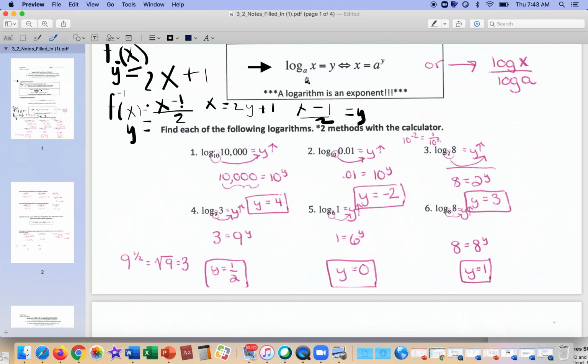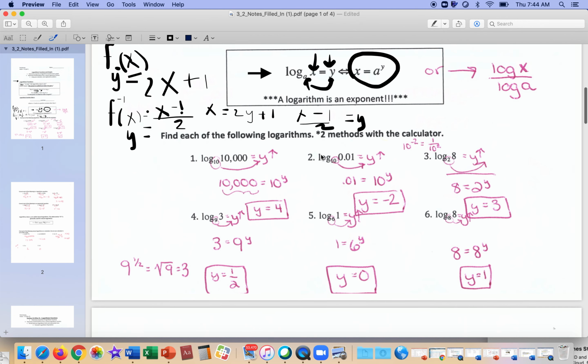Now with logs, if you had y equals log base a of x, and you switch x and y, we would end up with this, because going from logarithm to exponential form, the a goes under the y, so you have a to the y, the log goes away, and you have x. So log base a of x equals y is the same as x equals a to the y. That's just a different way to write it in exponential form. So these are equivalent: exponential form and logarithmic form.